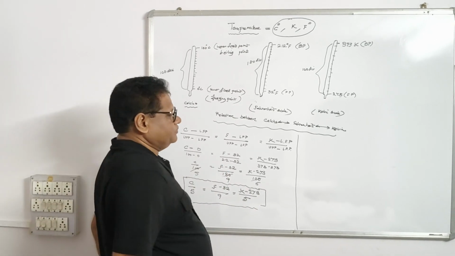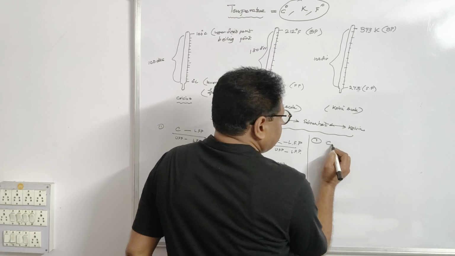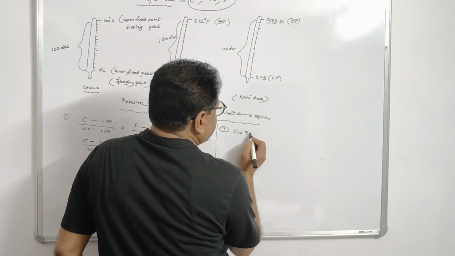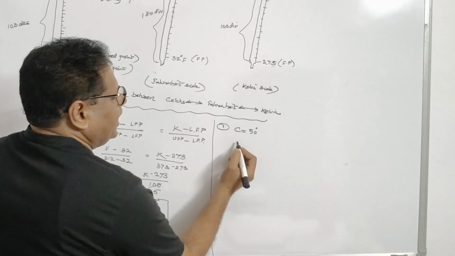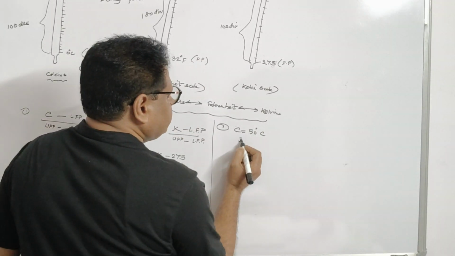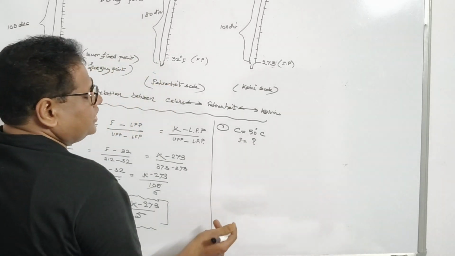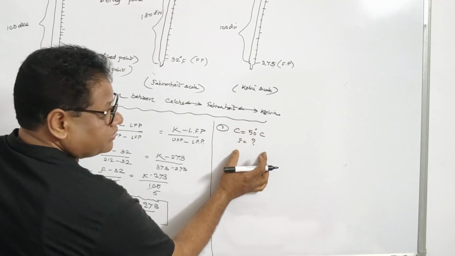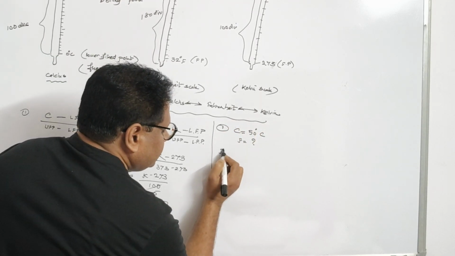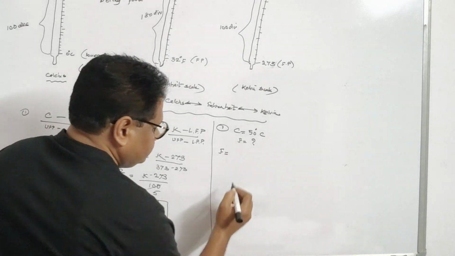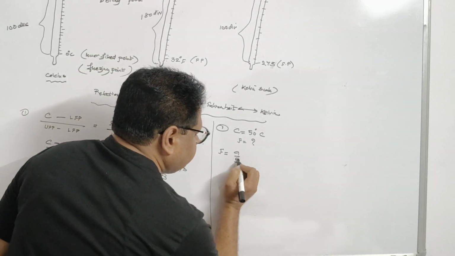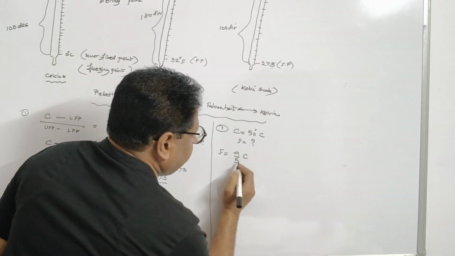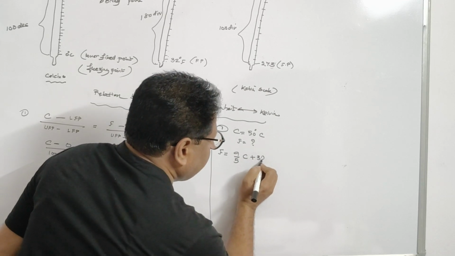Now let's take one example. The Celsius temperature is given to you. Suppose it is 50 degrees Celsius, right? And the Fahrenheit temperature is missing. That means you want to convert a body's temperature from 50 degrees Celsius to Fahrenheit. Now the relation is: the value of Fahrenheit equals 9 by 5 into C, within bracket, 9 by 5 into C plus 32.